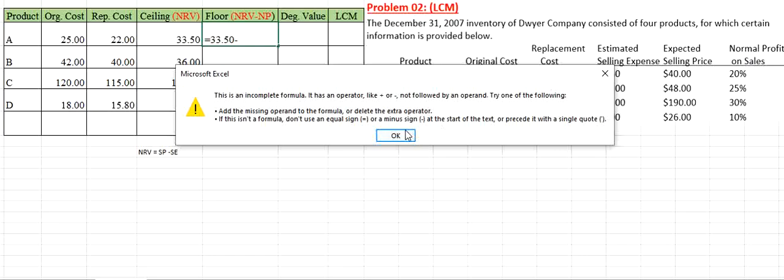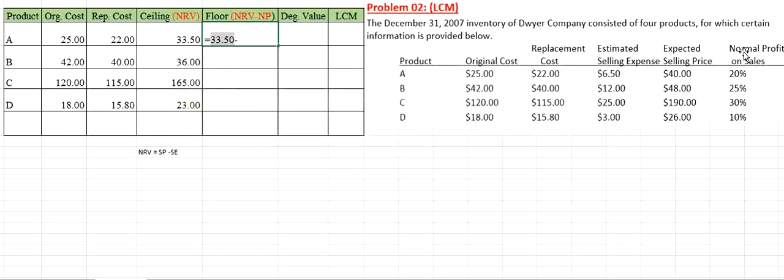Okay, so this is the column of the normal profit, and it's given in percentage, and it says normal profit on sales, meaning the normal profit of product A is 20% on sales, 20% on the selling price, 20% of $40. So first we need to calculate the dollar amount of normal profit, then we can write it here.